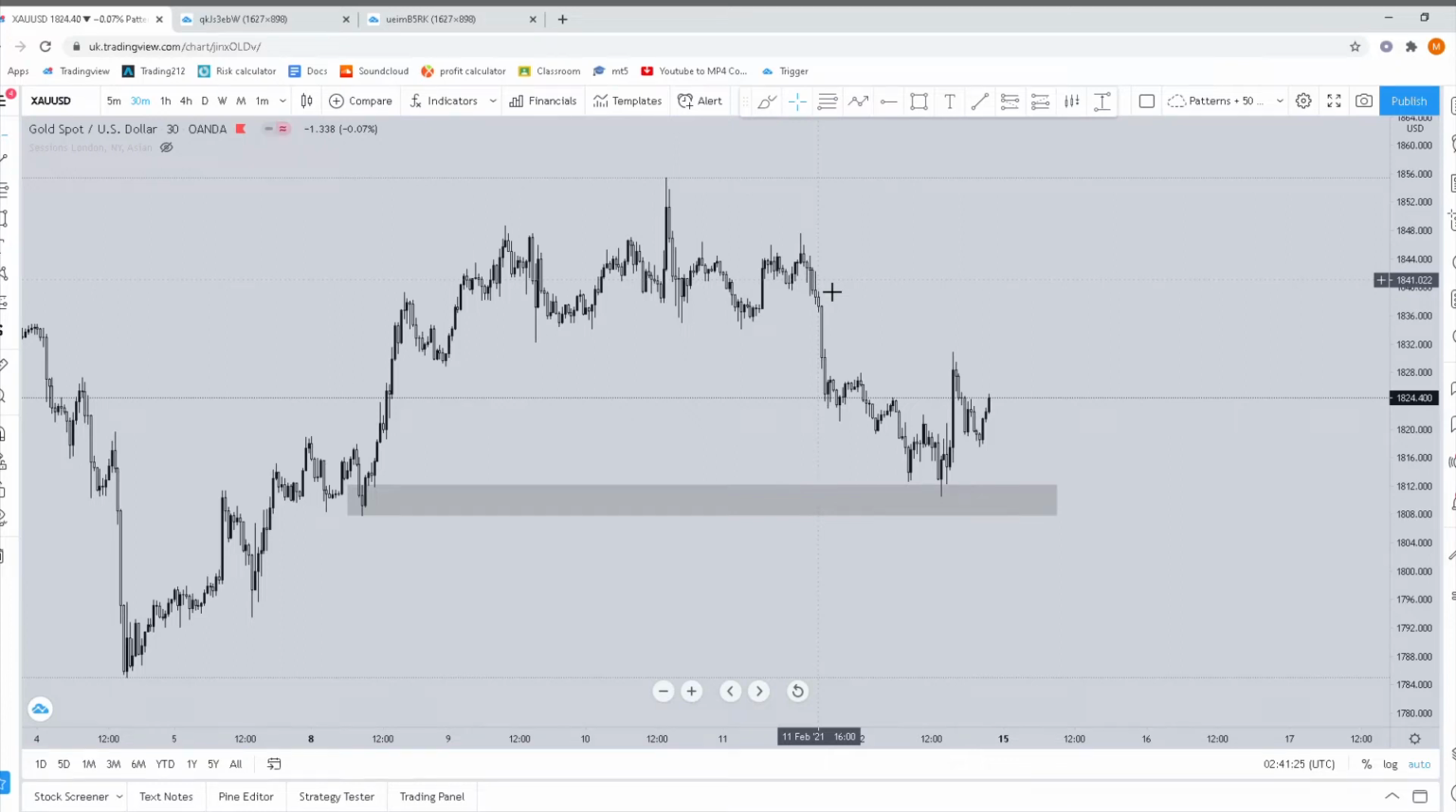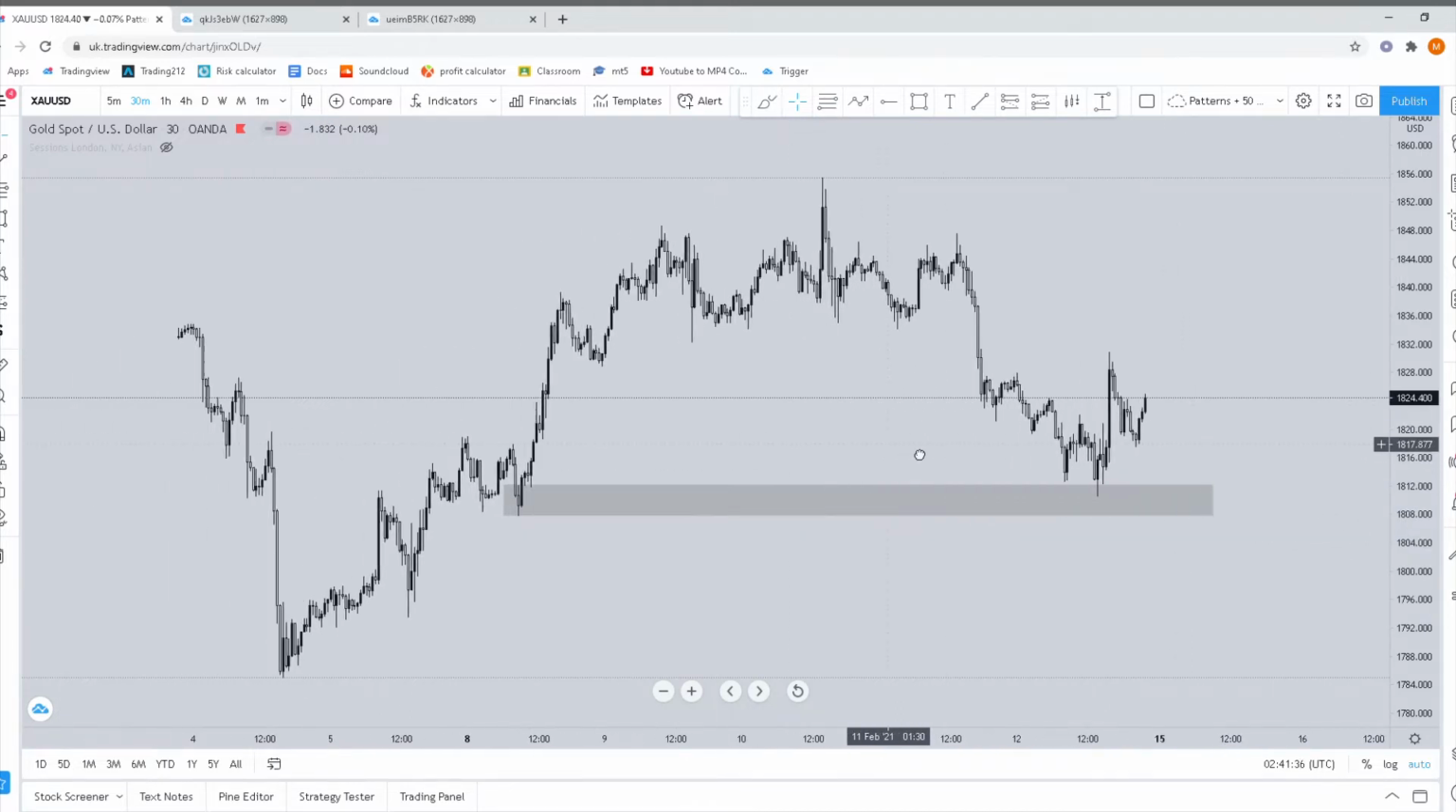Today I'm going to be breaking down two trades on gold, two buys on gold that I took yesterday. Today's Saturday, the market is closed, but I took these two trades yesterday, and I'm going to be breaking them down and going through them.